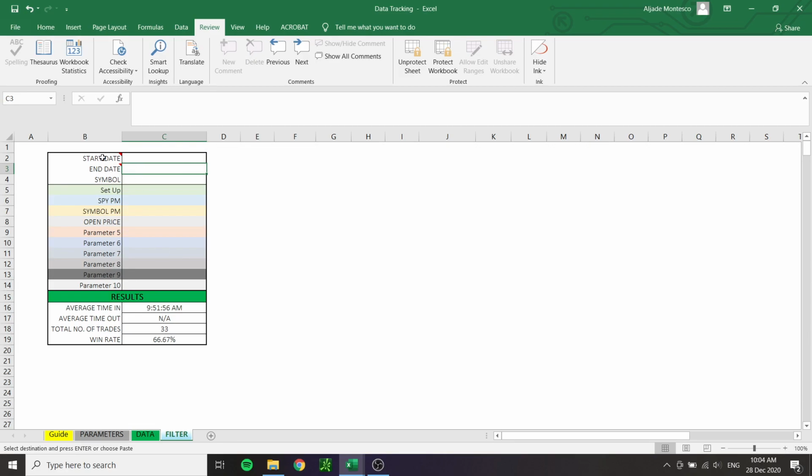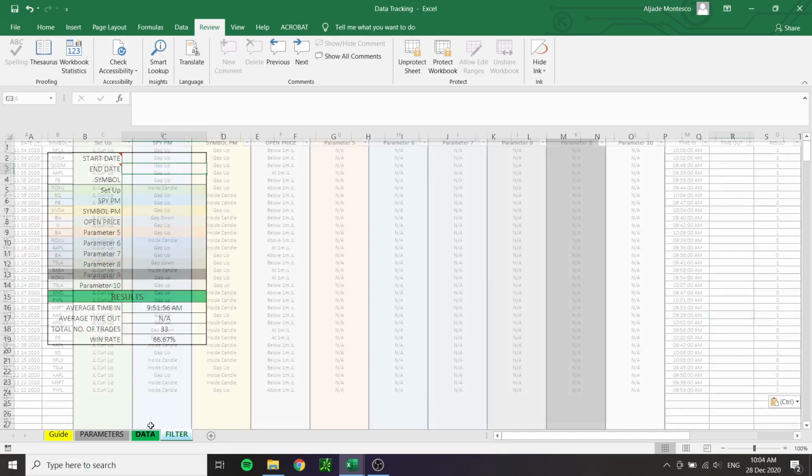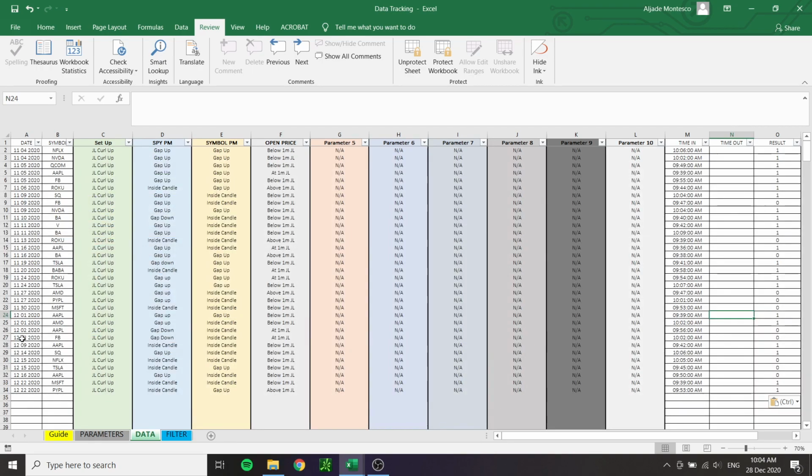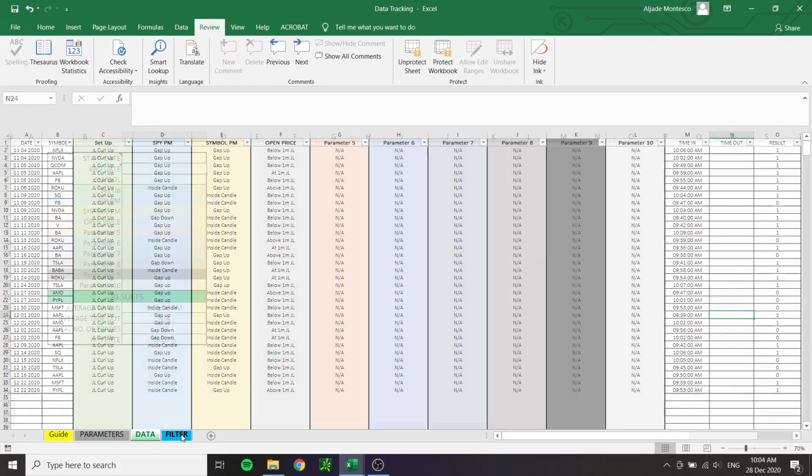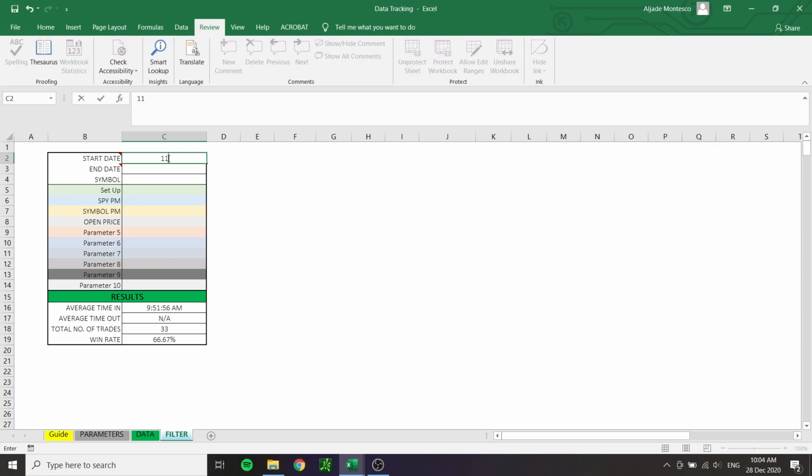In the filter, the start date and end date should be the same as the ones in our data. So we have November 4 to December 22. You can also play with this. Say you only wanted to select the November data, so it's November 4 to November 30. For this case, let's proceed with the full data set.